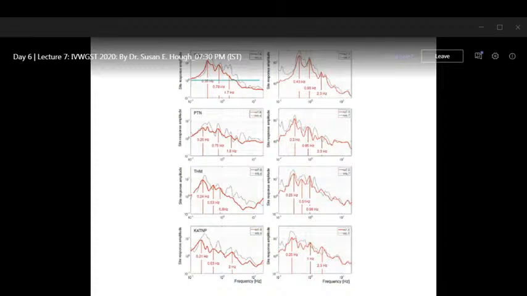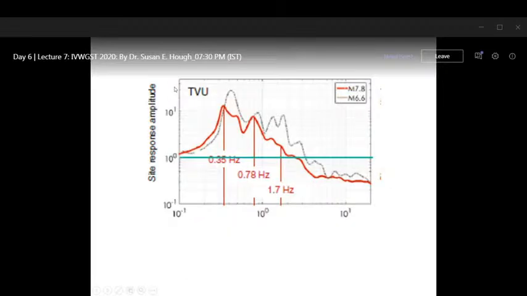These are spectral ratios. There were 4 stations on sediments and then 1 station on hard rock that you could compare. Let me zoom into this one. It's fuzzy because I've zoomed in, but hopefully I can take you through it.